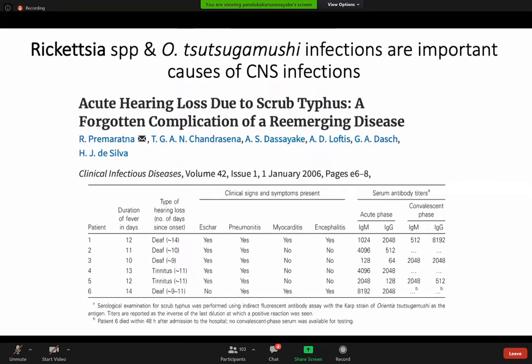Okay, so this is a paper that was done by Professor Ranjan Premaratna and the Kelaniya group. And it is just to remind you guys that both Rickettsia species and Orientia species are important causes of CNS infections, which can cause cranial nerve abnormalities. And this is actually talking about cranial nerve 8, which is patients presenting with deafness. And it can cause encephalitis, and it is a multi-organ presentation. It is not common, but you should keep it in your differential diagnosis for these acute undifferentiated febrile illnesses that present with other manifestations. And you can also see in this table that patients had eschars, pneumonitis, and myocarditis. Next slide, please.